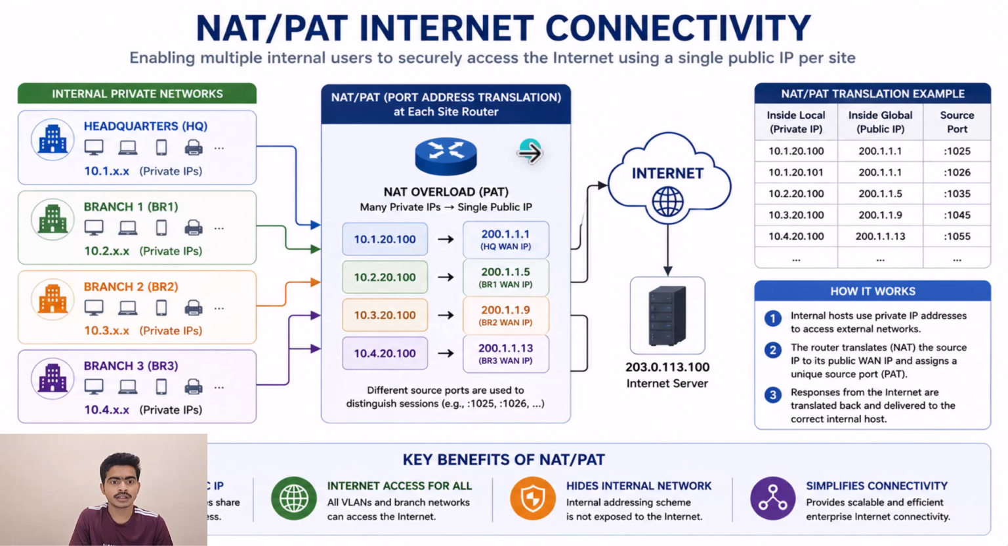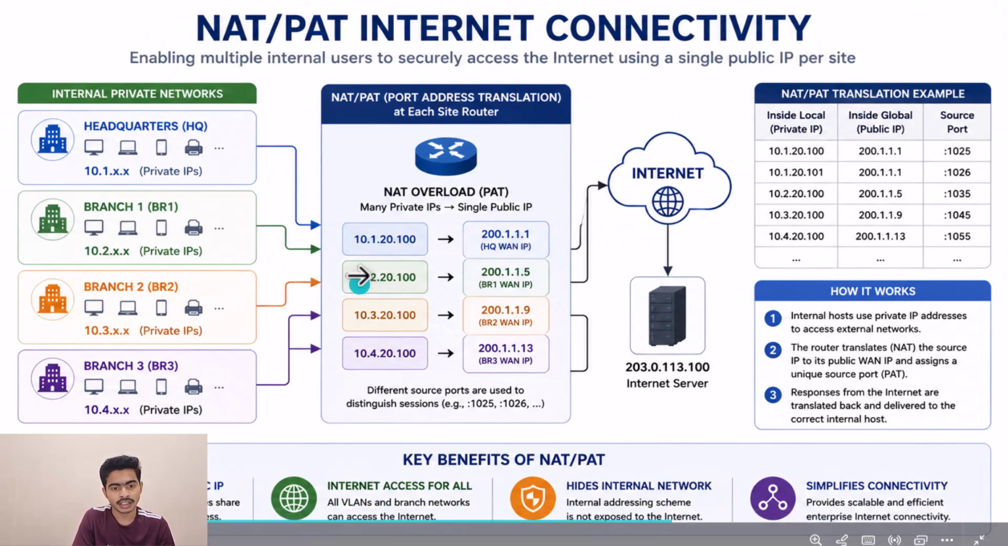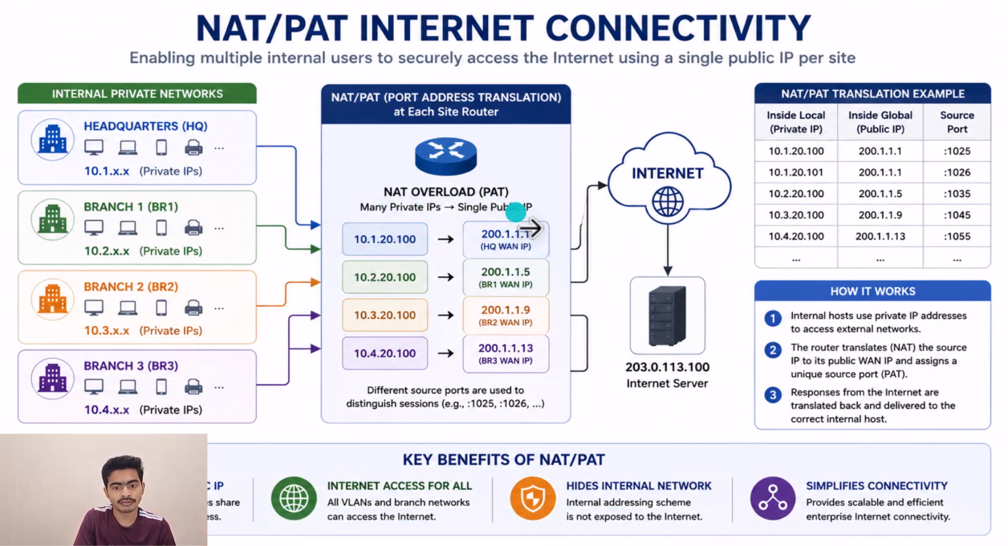Here we can see the NAT and PAT with the internet connectivity. We have applied this technology in our network. Each branch will have their private IP, but whenever they access the internet, their private IP will be converted into a single public IP, and ports will be used to distinguish sessions. This makes it more efficient. We will be able to use few public IPs for a lot of internal devices.